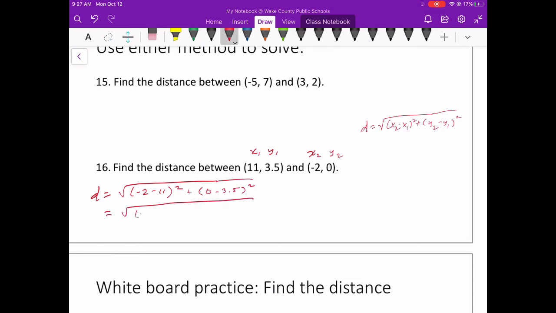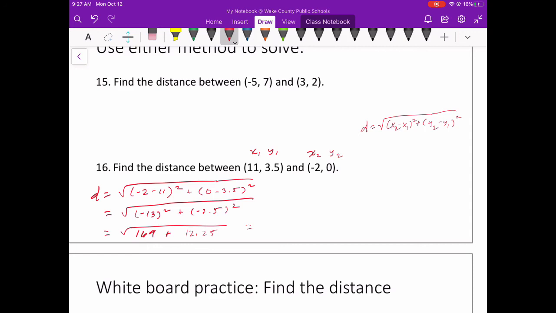Negative 2 minus 11 is negative 13. Still need to square it. 0 minus 3.5 is negative 3.5. Still need to square it. Okay. Negative 13 squared. Remember, negative 13 squared is negative 13 times negative 13. That should be a positive number. 169. And then negative 3.5 squared is 12.25. Again, a negative times a negative is a positive. 12.25. Add those together.